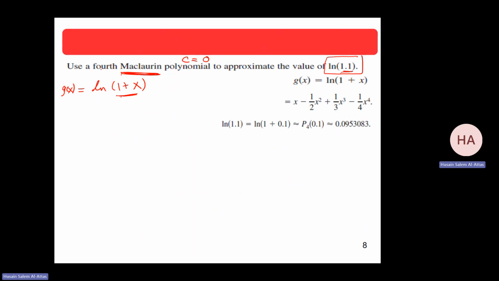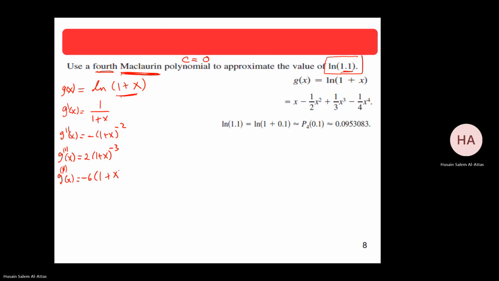Okay, now I need what? The fourth derivative. So g prime is 1 over 1 plus x. g double prime, let me do it like this, minus 1 plus x to the power minus 2. The g third derivative will be 2 times 1 plus x to the power minus 3. And the g fourth derivative at x will be minus 6.